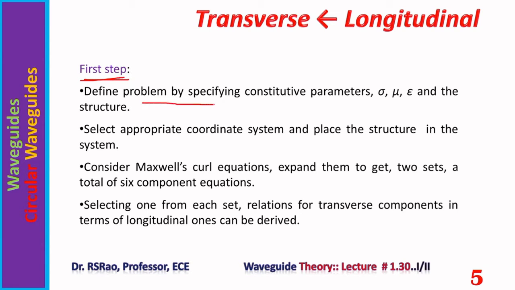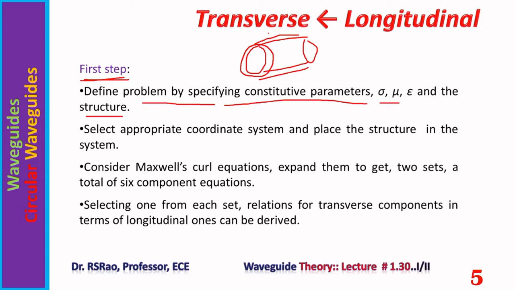The starting point is to define the problem by specifying the constituent parameters sigma, mu, epsilon and the structure. We consider a circular waveguide. We consider the walls of the waveguide made of a perfect conductor, that is, sigma tends to infinity as far as the walls are concerned. When it comes to the hollow region, we assume it is a perfect dielectric, which means sigma is 0. We also assume it is non-magnetic, so mu equals mu naught. We also assume it is a dielectric with permittivity epsilon. If it is air or free space, then epsilon becomes epsilon naught. Otherwise, epsilon equals epsilon.